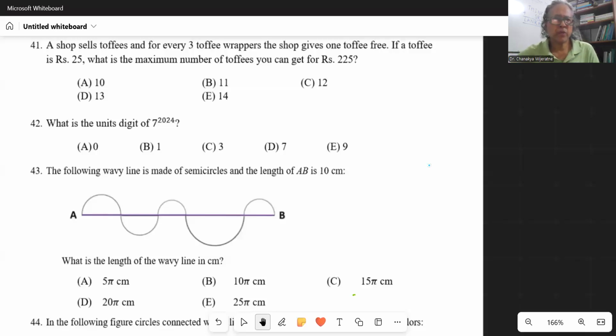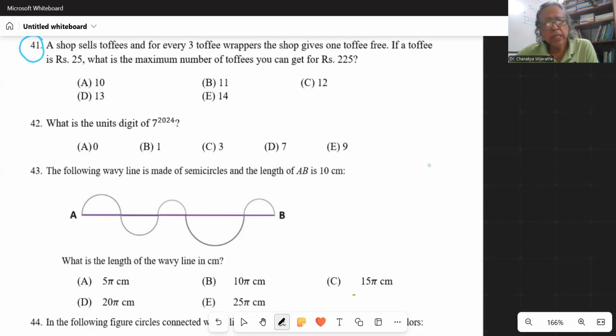So let's start with the first question. A shop sells toffees, and for every 3 toffee wrappers, the shop gives 1 toffee free. If a toffee is rupees 25, what is the maximum number of toffees you can get for rupees 225?